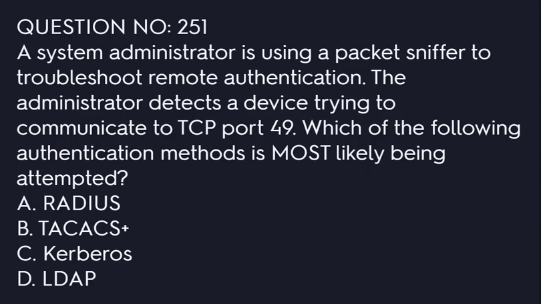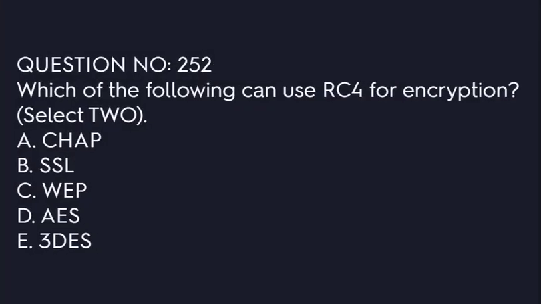Question 251. A system administrator is using a packet sniffer to troubleshoot remote authentication. The administrator detects a device trying to communicate to TCP port 49. Which of the following authentication methods is most likely being attempted? A. RADIUS, B. TACACS+, C. Kerberos, D. LDAP. B. Question 252. Which of the following can use RC4 for encryption? A. CHAP, B. SSL, C. WEP, D. AES, E. 3DES. B, C.